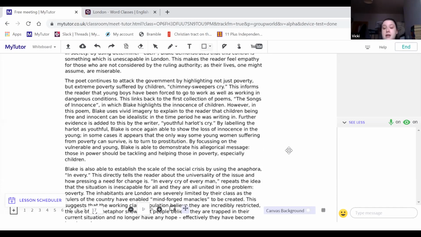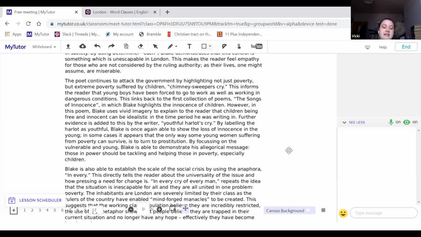So I do really recommend going and having a little look at a couple of the poems, or perhaps just having a bit of a Google about what he's trying to get across in Songs of Innocence, in which Blake highlights the innocence of children. However, in this poem, Blake uses vivid imagery to explain to the reader that children being free and innocent can be idealistic in the time period he was writing in.